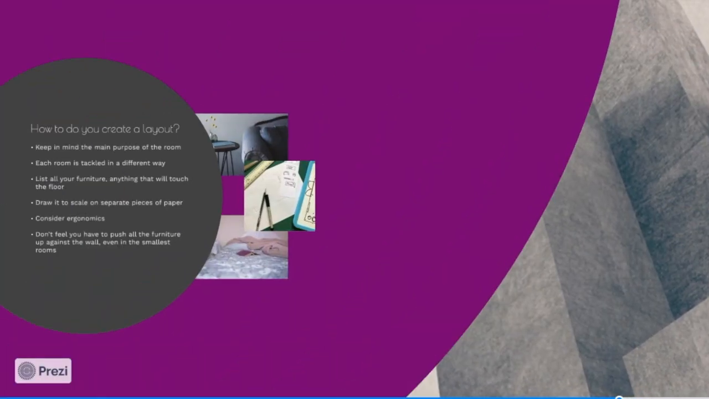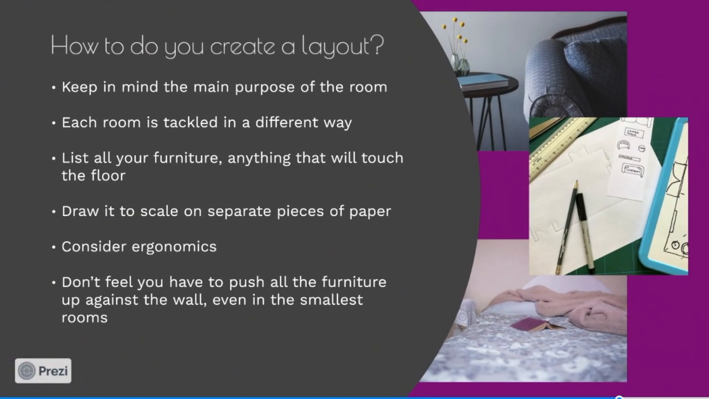So on to the final step in the theory, and that's how you create the layout. Up until now, we've been doing the legwork that helps us create the room layout. And it might seem long-winded, but without going through these steps, you'll find it difficult to create a layout that works. So first of all, keep in mind the main purpose of the room and keep checking your layout against this. It provides a framework to work with.